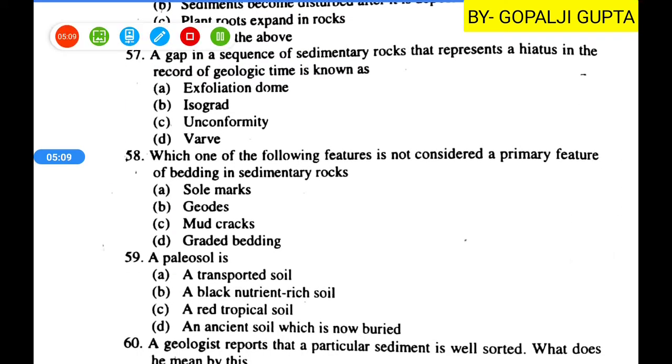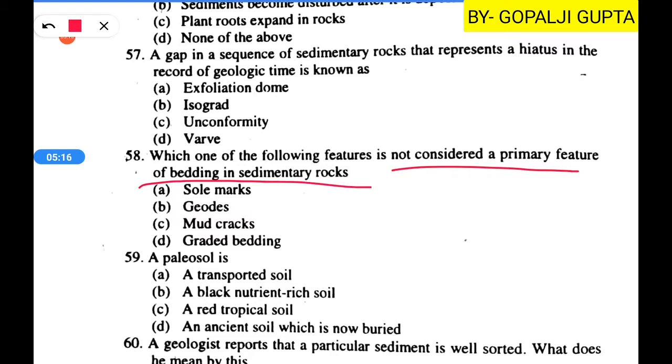Then question number 58 is, which of the following features is not considered a primary feature of bedding in sedimentary rocks? Here the correct answer is geodes. Sole marks are primary features as they form during the deposition of the sedimentary rock. Mud cracks are also primary, and finally graded bedding is also considered a primary feature of bedding, while the geode is not a primary feature; it is considered a secondary feature.